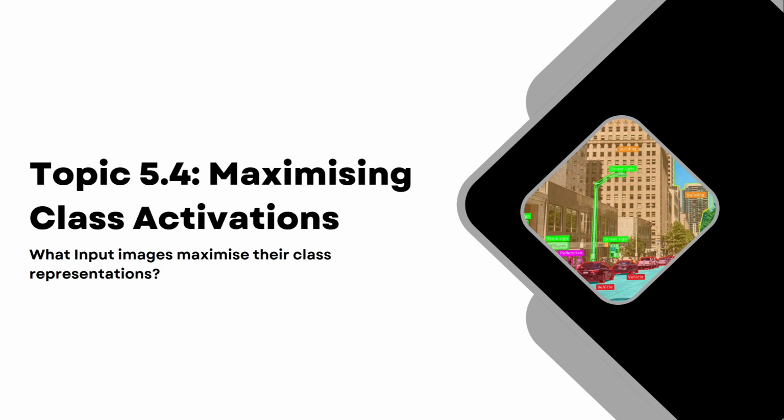Okay, so now let's dive into maximizing class activations. This is a really fascinating topic in my opinion. The idea here is to figure out what kind of input image would maximize the output activation for a specific class in a CNN. In other words, we are trying to visualize the ideal input that the network associates most strongly with a particular class. So let's explore this concept a bit further.